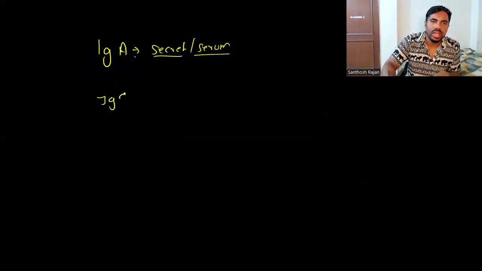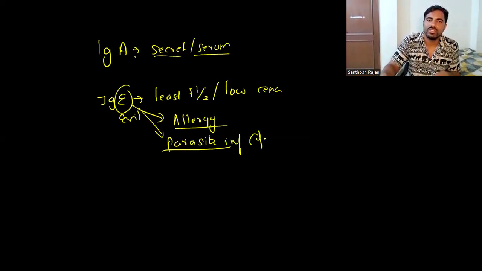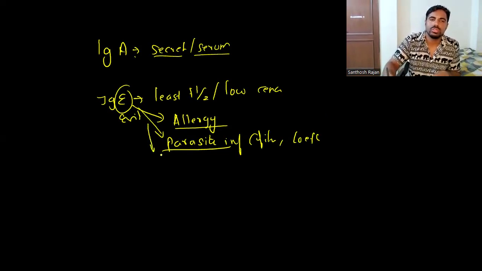What about IgE? IgE has the least half-life because it's the enemy, so half-life is very low and concentration in blood is also low. Everything is less. E means bad, evil. One important thing is that you can see it increased in any allergy. Also in any parasite infection, like filariasis, and it's usually associated with eosinophilia. E for eosinophilia comes together.